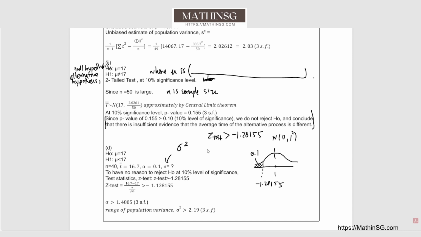And how do you find the z-test? Well, remember the formula. You take t bar, which is 16.7, minus mu, which is 17, over sigma over square root n. And we know that n is 40, so it's sigma over square root 40. Solving for it, you'll get sigma is greater than 1.4805. Then because they did not ask for standard deviation, they asked for the range of population variance, so we need to square it. Therefore, sigma square is greater than 2.19.